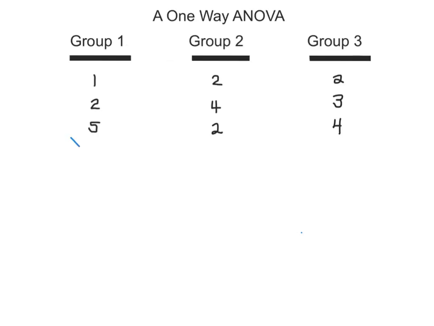So at this point, we found the mean for group 1. I'll write that here. X bar sub 1, and that's 2.67. And we found the mean, X bar for group 2, and that's also 2.67. And then the mean for group 3, which is 3. And we found the total sum of squares, which is 13.6.